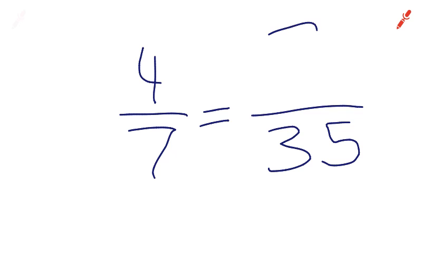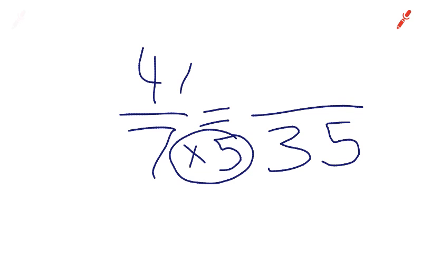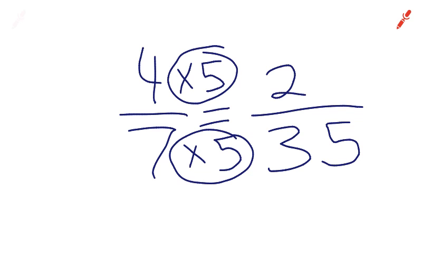4 over 7 equals something over 35. So we got to ask ourselves, 7 times what equals 35? 7 times 5 is 35. So if we do a times 5 here, we got to do a times 5 up on top. 4 times 5 is 20.